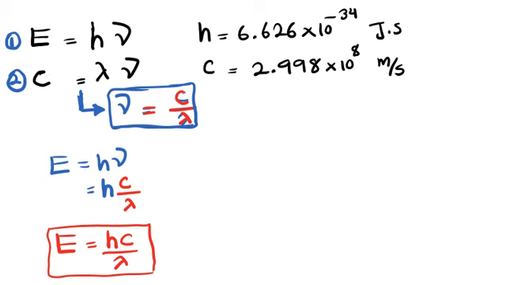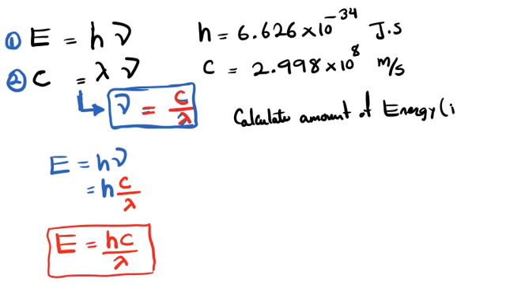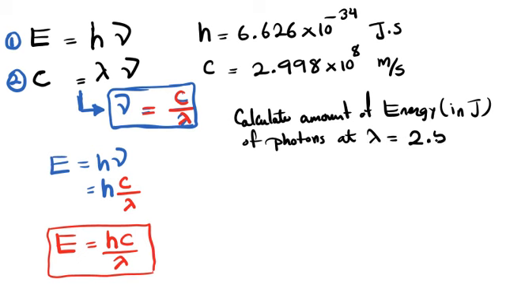So as you see here, we have these constants, and you can easily plug in lambda and solve for the energy. Let me give you one example here. Calculate the amount of energy in joules of photons at lambda 2.50 nanometer. Let me change this number; I'm going to work on a little better one, 410 nanometer. So I'm going to work on this.